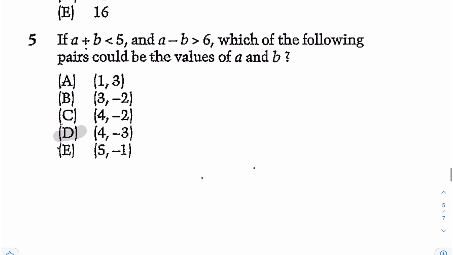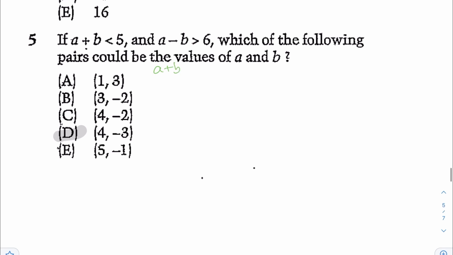All right, next, for question number 5, if a plus b is less than 5 and a minus b is greater than 6, which of the following pairs could be the values of a and b? So here, you can have a lot of potential cases. So just go through all the choices, and you want to make sure that you satisfy both.